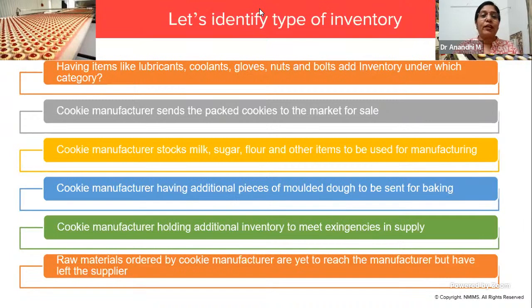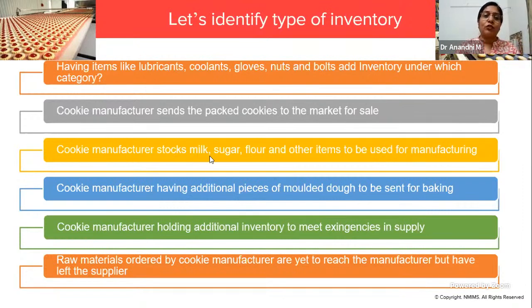A cookie manufacturer sends the packed cookies to the market for sale. So what type of inventory? He sends to the market for sale. Okay, so it is finished goods inventory. He sends the packet for sale. So you also said finished goods in transit inventory. So both are correct. It is finished goods inventory, but still in transit till it reaches the market. You are correct.